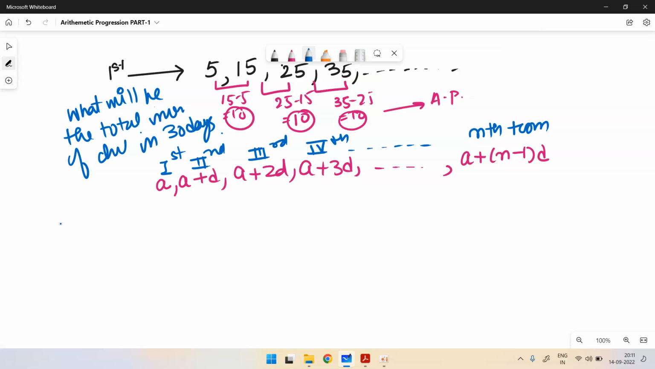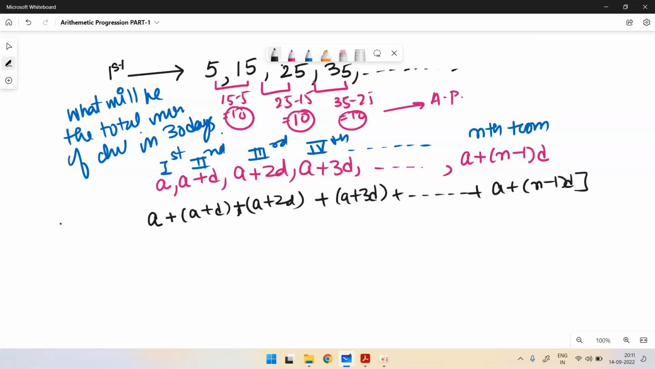So you can say that this. Now if you add all of the terms, a is a plus d plus a plus 2d plus a plus 3d, and so on till the nth term. So this will be a plus (n minus 1)d. Since there are n terms, there will be n a's: 1a, 2a, 3a, 4a, and so on till na. So if you add the whole thing, this will give you n into a, n times a.